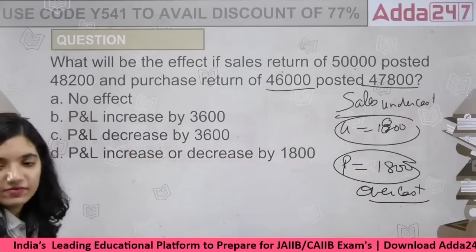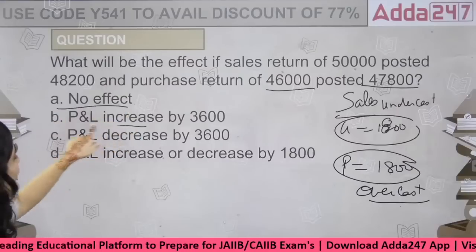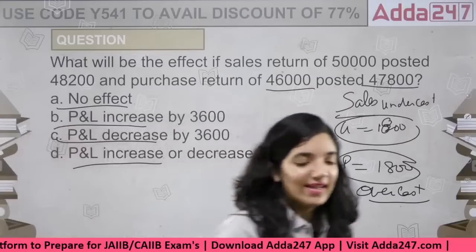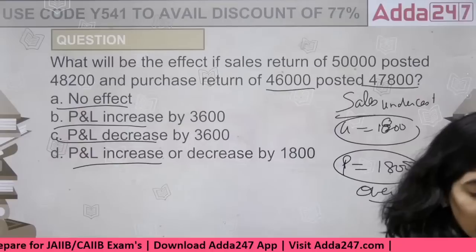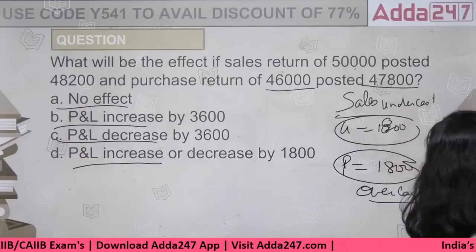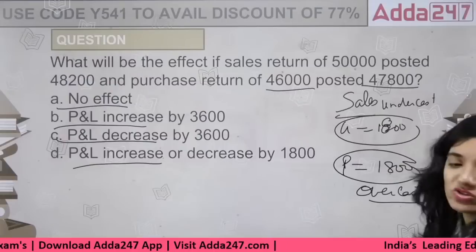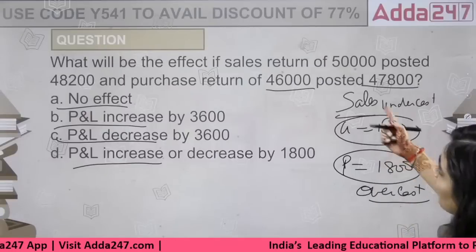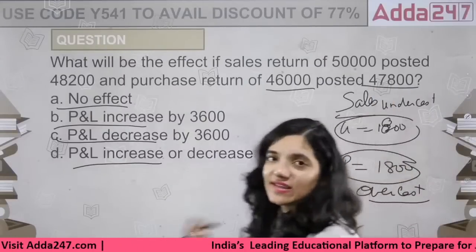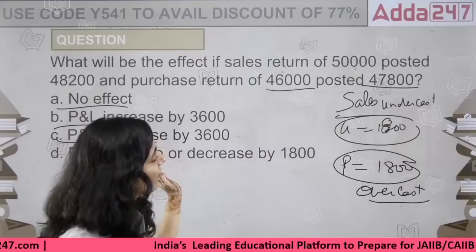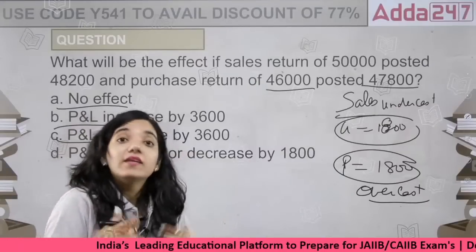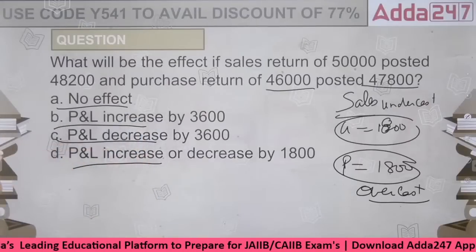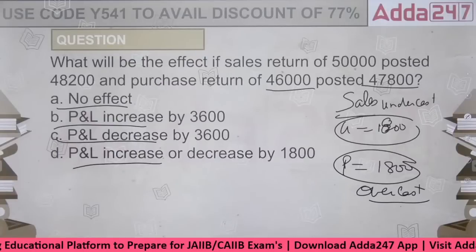Now what will it affect? Will it be no effect? P&L increases by 3,600, this is decreased, or P&L increases or decreases by 1800. Any of these can happen. See, now income is already shown at a lesser amount. That means our losses are increasing, first point. Then the second, we have already noted less expenditure. That means again the loss should be increased or not. It is in purchase return. Purchase return means our expenses are decreasing.